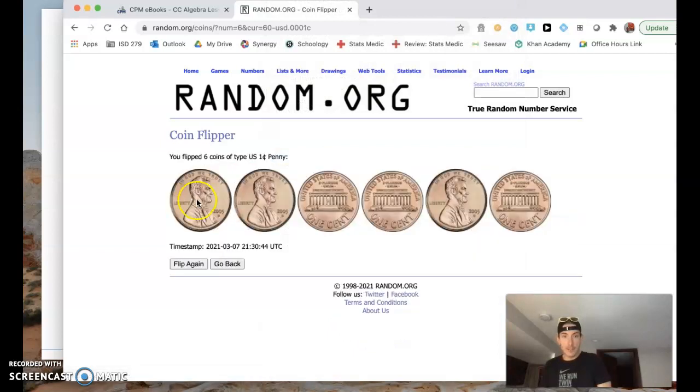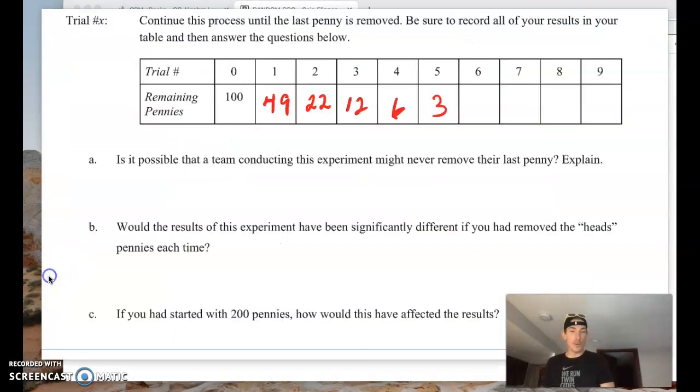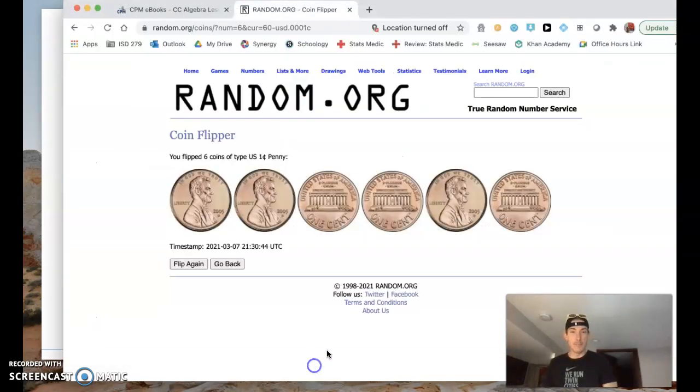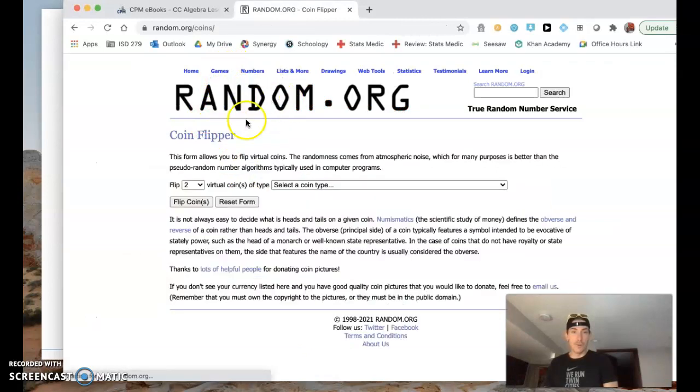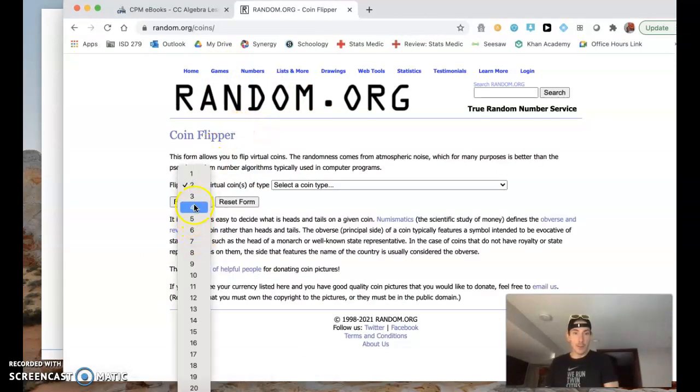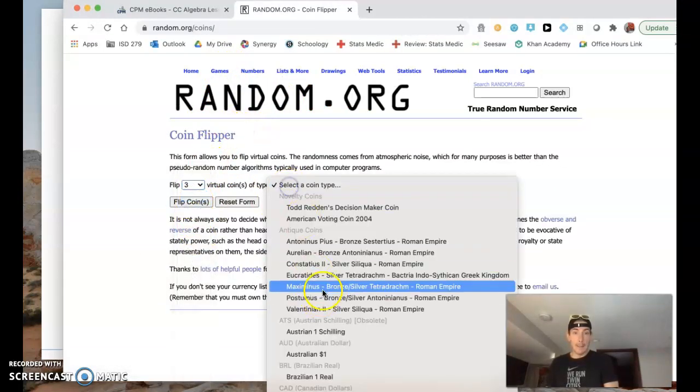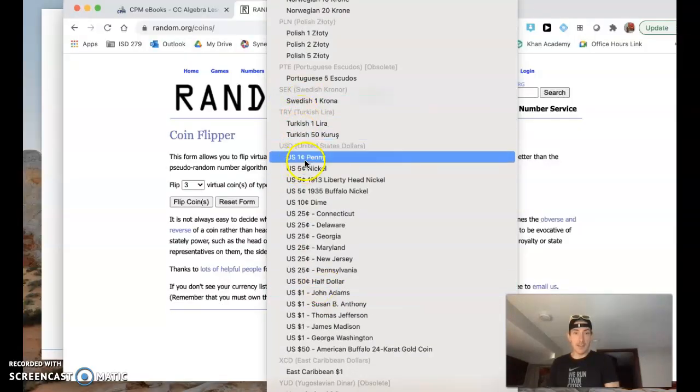Flip coins. Ta-da. 1, 2, 3. Holy cow. Right? Is anyone wondering anything yet? There's my 3. Okay. Games, coin flipper. All right. Flip 3 pennies. Come on, pennies. There we go.